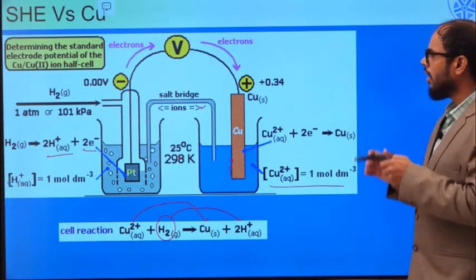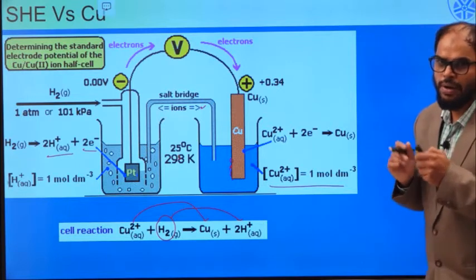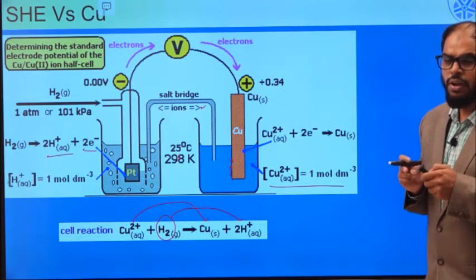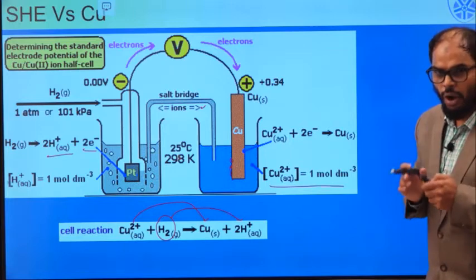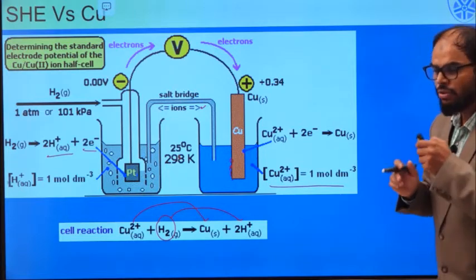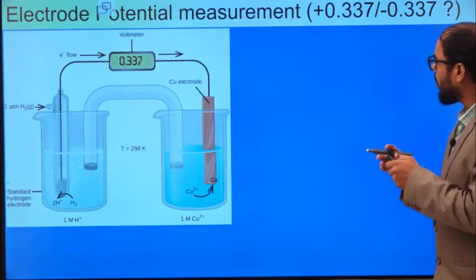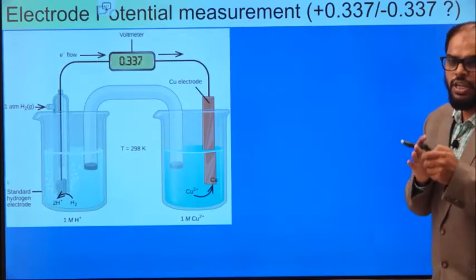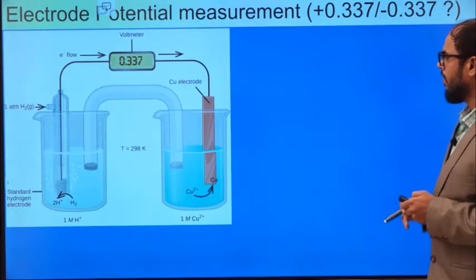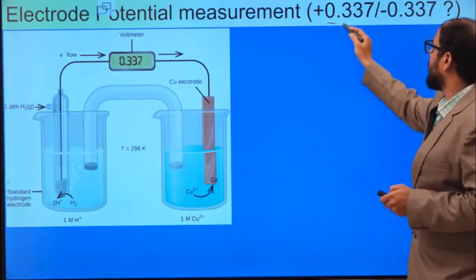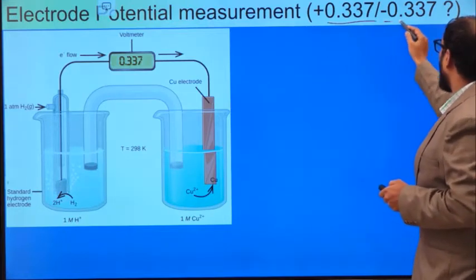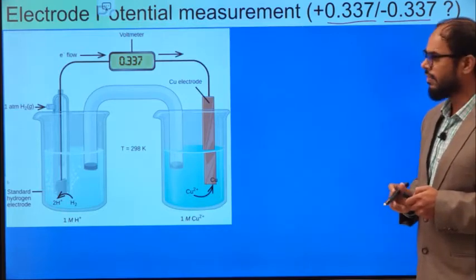Whenever we have got a SHE electrode connected to copper, the SHE electrode will act as an anode and the copper electrode will act as a cathode. And we are also interested in what the electrode potential measurement is when the SHE electrode is connected to copper. Is it plus 0.337 or minus 0.337?